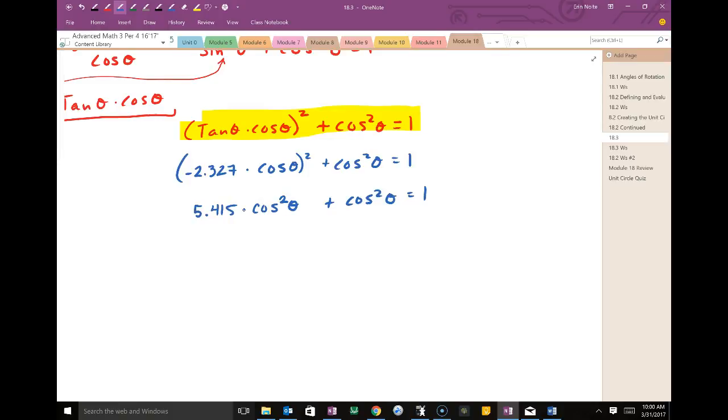Do you guys see that we have like terms on the left-hand side? We can combine the two cosines together. So if I have 5.415 cosine squared plus one more cosine squared, how many cosine squareds do I have? Well, 5.415 plus 1.